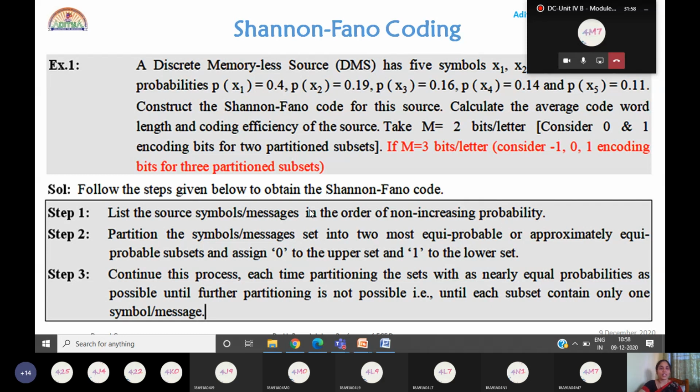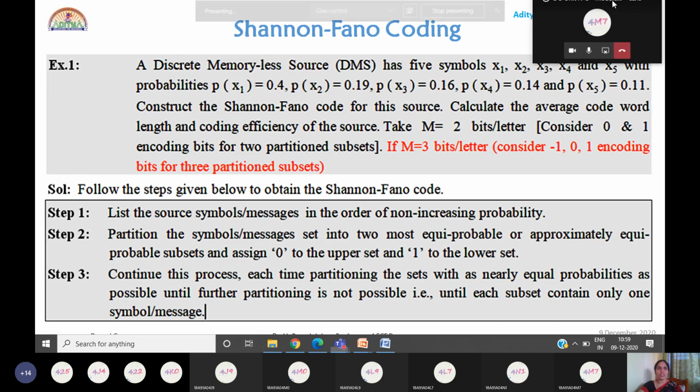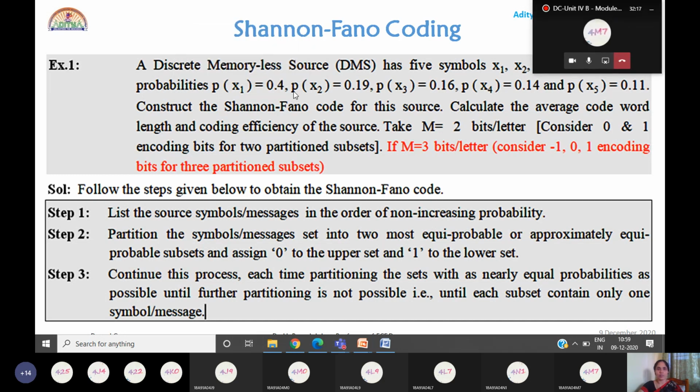And you should know the Shannon Fano encoding process by using the 3 steps. I have already started this encoding process; you can read this. A discrete memoryless source has 5 symbols: x1, x2, x3, x4, x5 with the probabilities p of x1, p of x2, p of x3, p of x4 and p of x5.